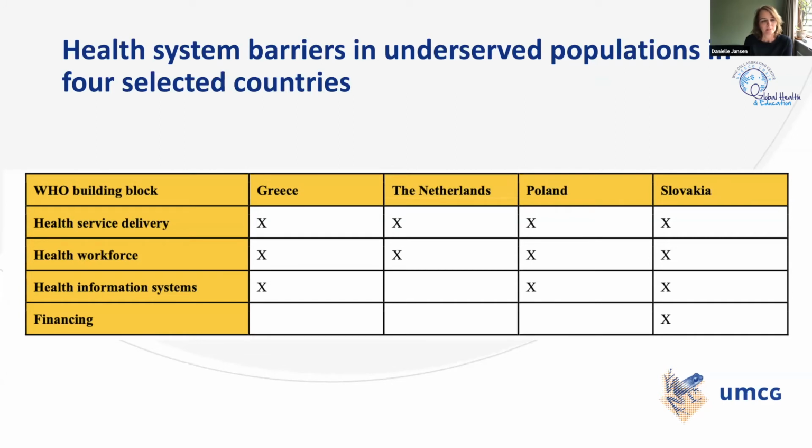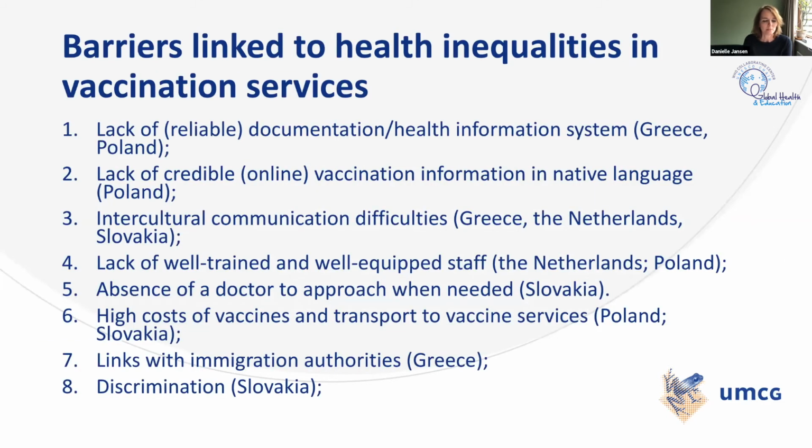And in this table, you see the WHO building blocks, and per country, which barriers in the building blocks are established. And you see in the Netherlands, we have only 2 barriers found, and Slovakia has barriers in 4 of the WHO building blocks. The first experienced health system barrier is the lack of reliable documentation and health information system. In Greece, Poland, and Slovakia, there is a lack of documentation of vaccination and medical history of the underserved adolescents, which is necessary to understand and compare data and for taking action if needed.